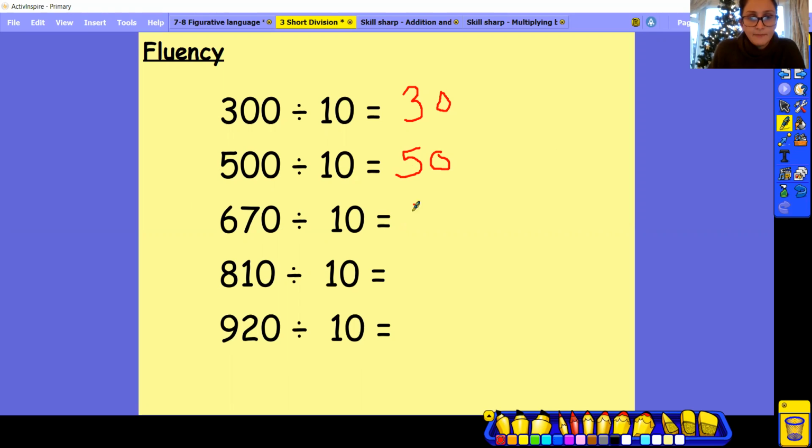670 divided by 10, 67. 810 divided by 10 is 81. And 920 divided by 10 is going to be 92.